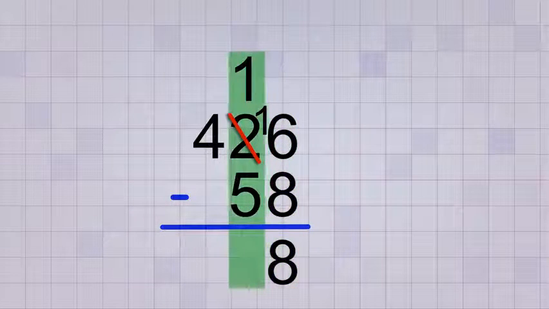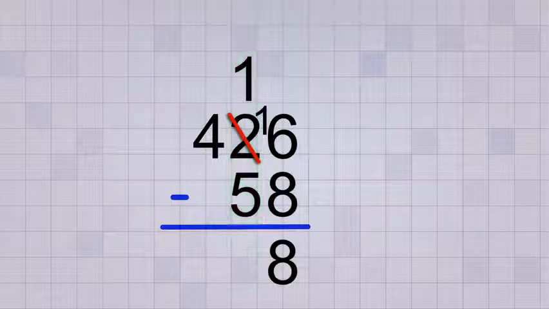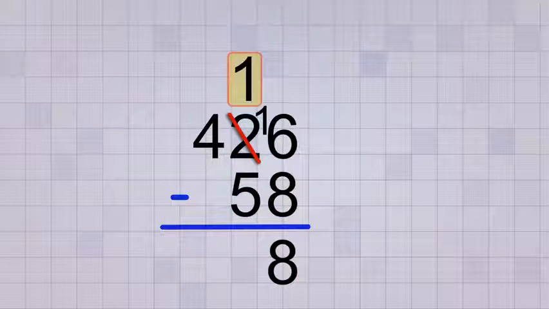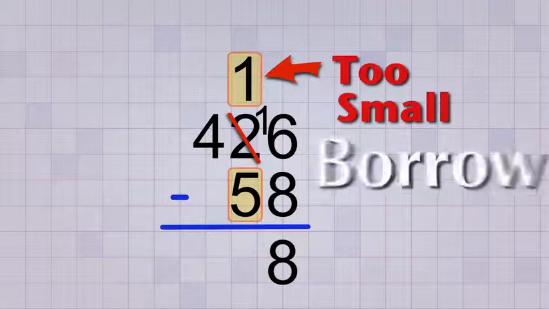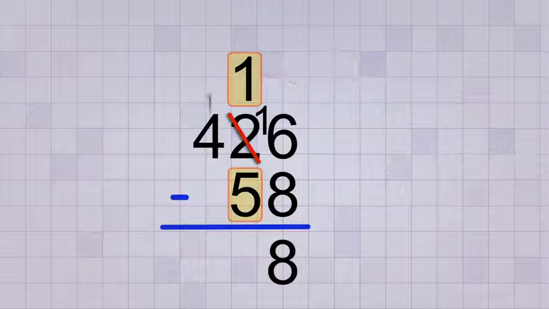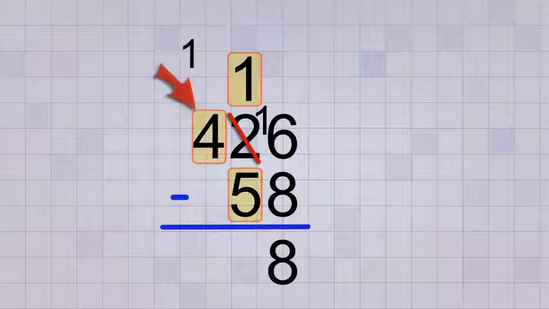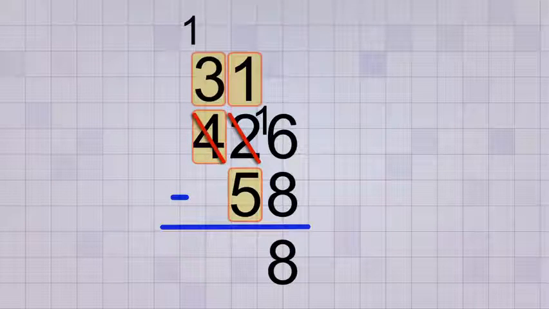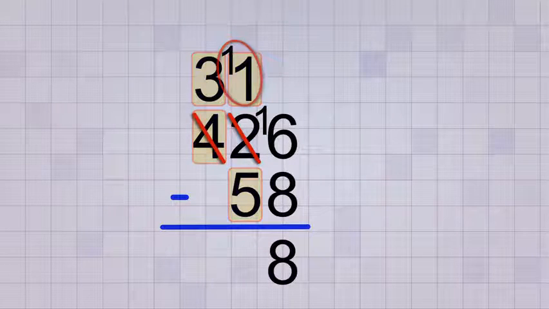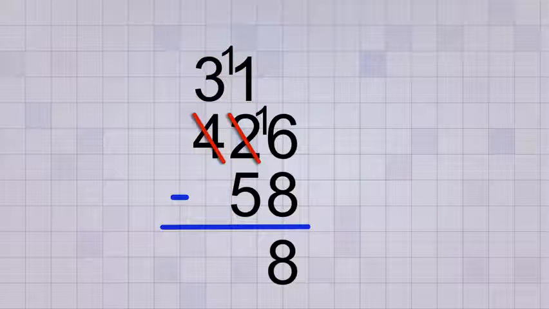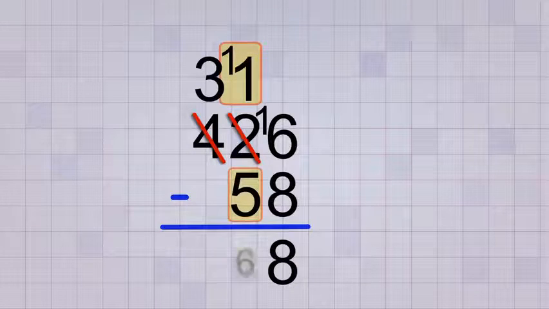Now for the tens place. Since we borrowed from this column, it's become 1 minus 5. But again, the top number's too small, so we'll have to borrow again. We borrow a 1 from the next number place over, which means that digit will change from a 4 to a 3. Then we put the 1 in front of the borrowing digit, which will make it 11. Now we can do the subtraction for that column. 11 minus 5 equals 6.